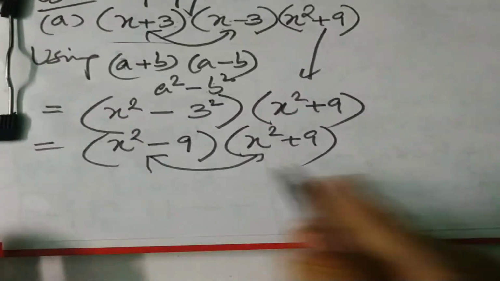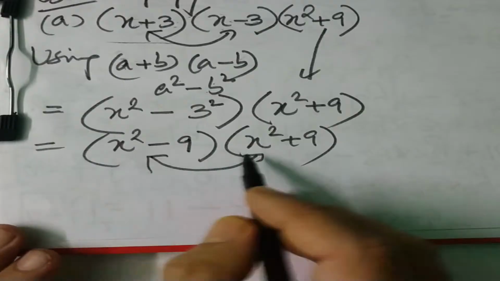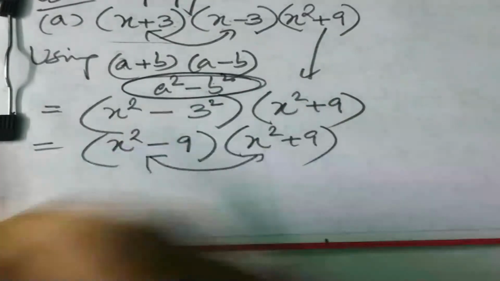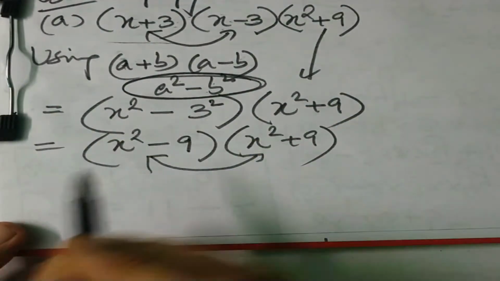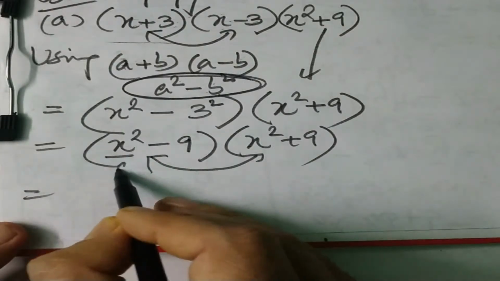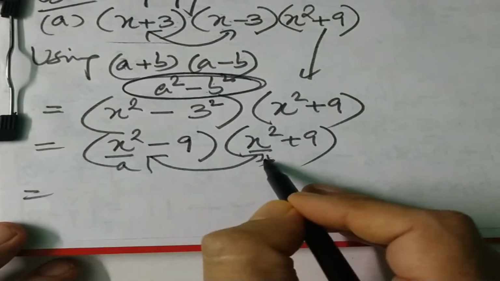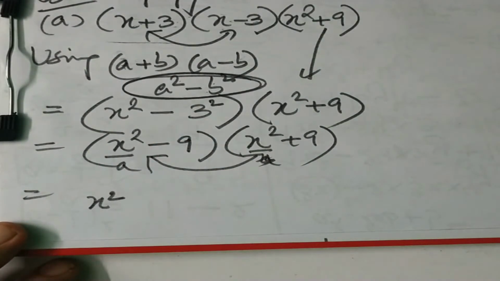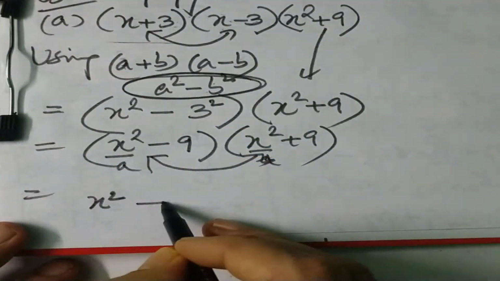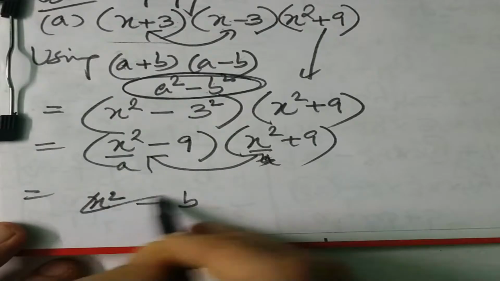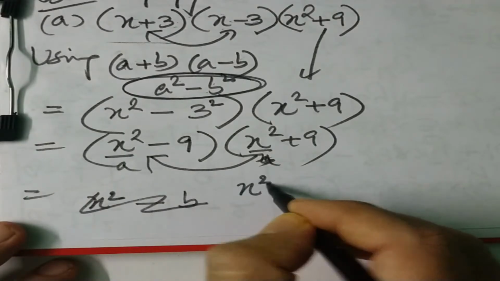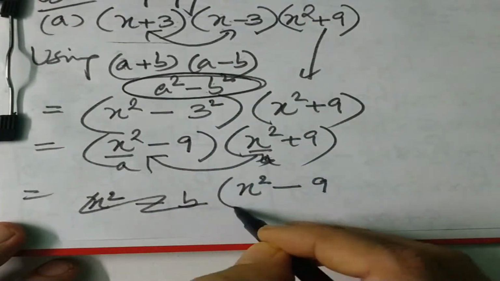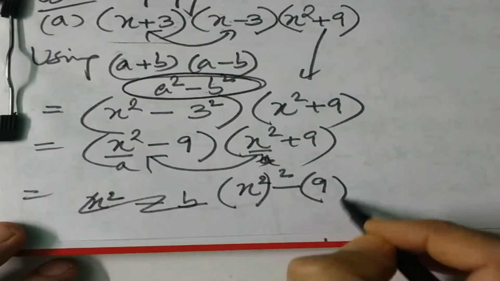Now I have got two numbers and these two will again be solved by the same formula. So I have to write my answer in this way. What will be a square minus b square? This is a and this is b. This is also a, this is b. So a is x square and b is 9. So I have to write a square, so square of x square and then 9 square.